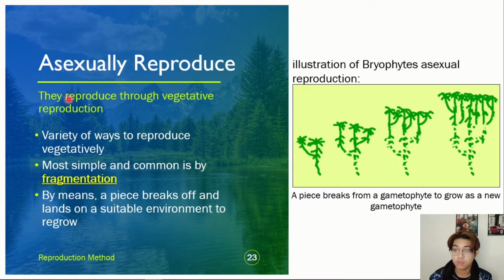We now move on to the asexual reproduction of bryophytes. They reproduce through vegetative reproduction. The most simple and common way is by fragmentation. What is fragmentation? It means a piece of the bryophyte structure breaks off and lands in a suitable environment for it to regrow. This picture here illustrates how bryophytes asexually reproduce.